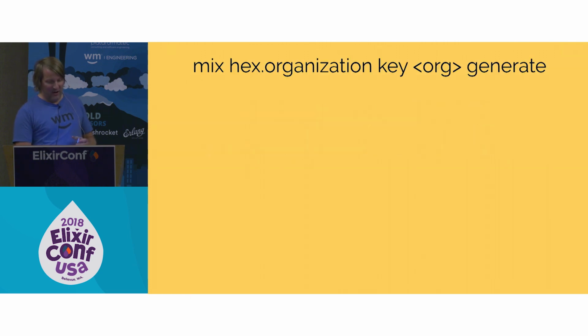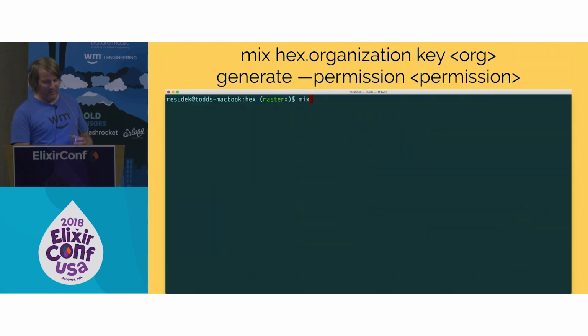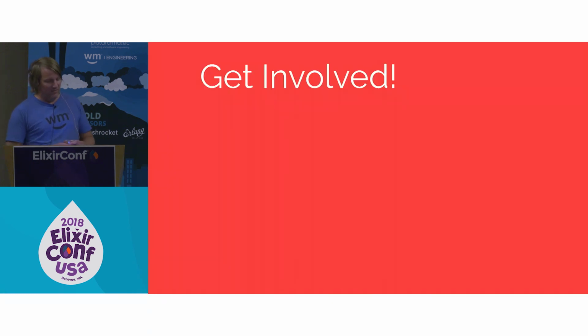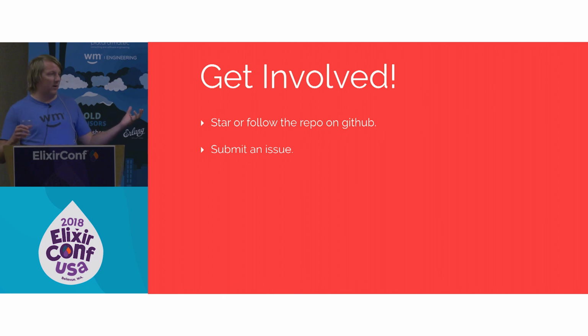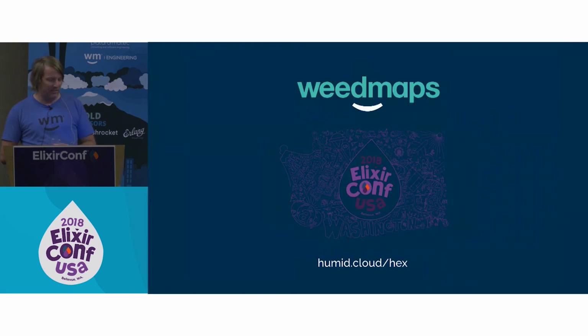Sorry, I'm running out of time, so I'm going to skip a couple of things. These slides will all be available online for you to check out later. If you are interested in Hex, and obviously if you're here today, you are, one thing you could do is get involved. Either star or follow the repos on GitHub, submit an issue. If you see a bug, submit it. We'd love to fix it for you. Open a pull request to fix a current issue. Go on the current repo. There's a couple of active issues open. Glad to see your pull request or help you work on that.